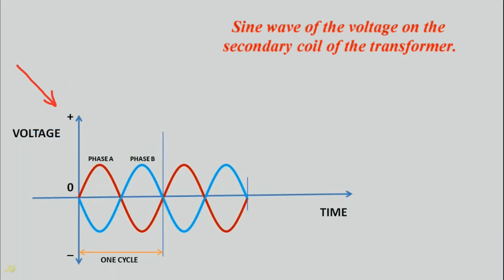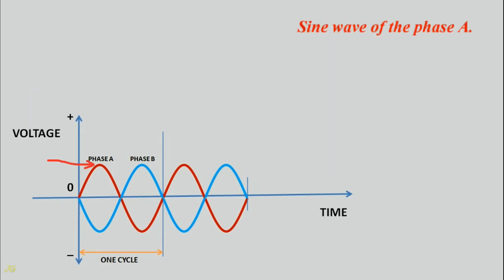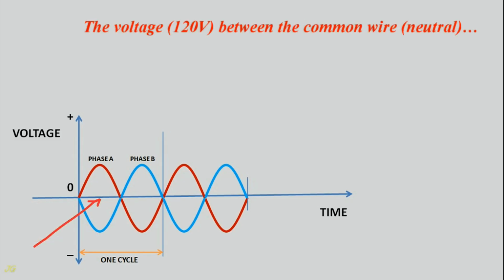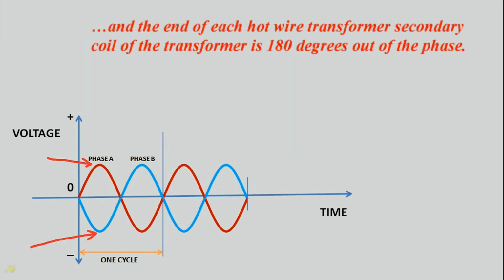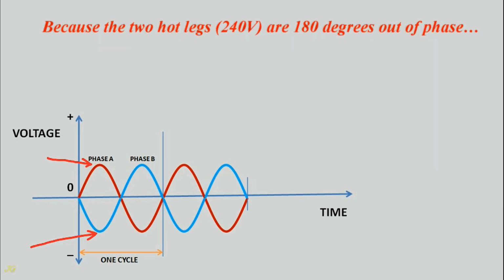Sine wave of the voltage on the secondary coil of the transformer. Sine wave of the phase A. Sine wave of the phase B. The voltage, 120 volts, between the common wire, neutral, and the end of each hot wire of the transformer secondary coil is 180 degrees out of phase, because the 2 hot legs, 240 volts, are 180 degrees out of phase.